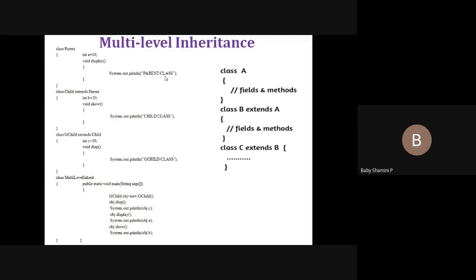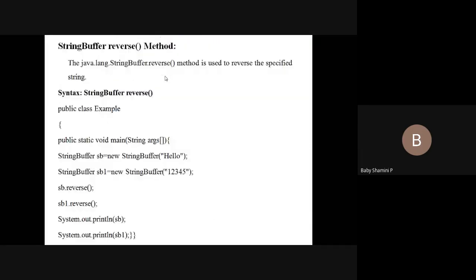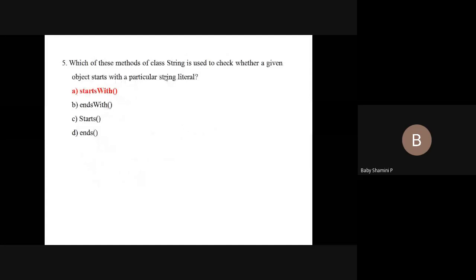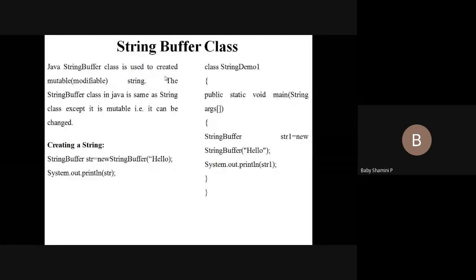Today we covered the topics of StringBuffer and single inheritance. In the previous session we completed the String class. String and StringBuffer methods are mostly similar, but String is immutable, whereas in StringBuffer we can change the string elements. That is the difference between String and StringBuffer. If you have no doubt, you can leave the session.